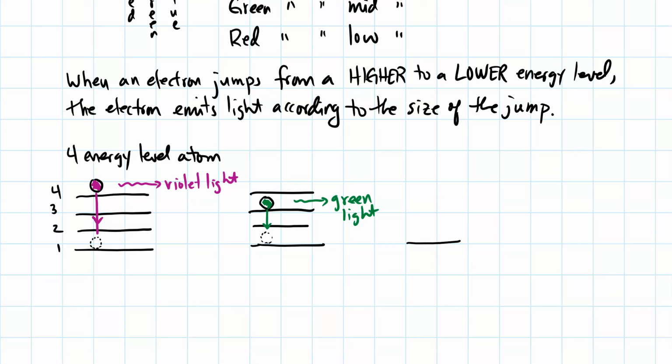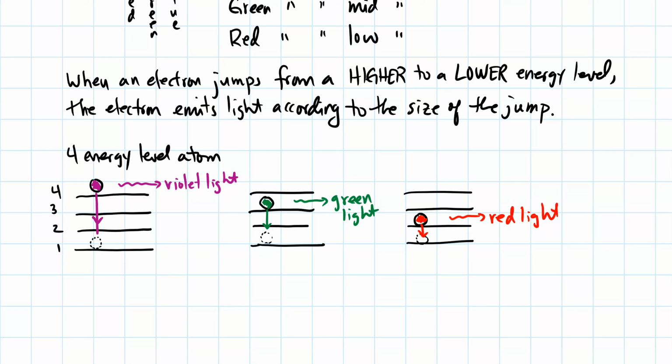And the smallest possible jump here would be from the second to the first. It would emit the lower energy light, so therefore it gets red light. So when people observe energy levels in atoms, it's the emission of light that tells you about the structure of the atom. And this is summarized by what's called atomic spectra.